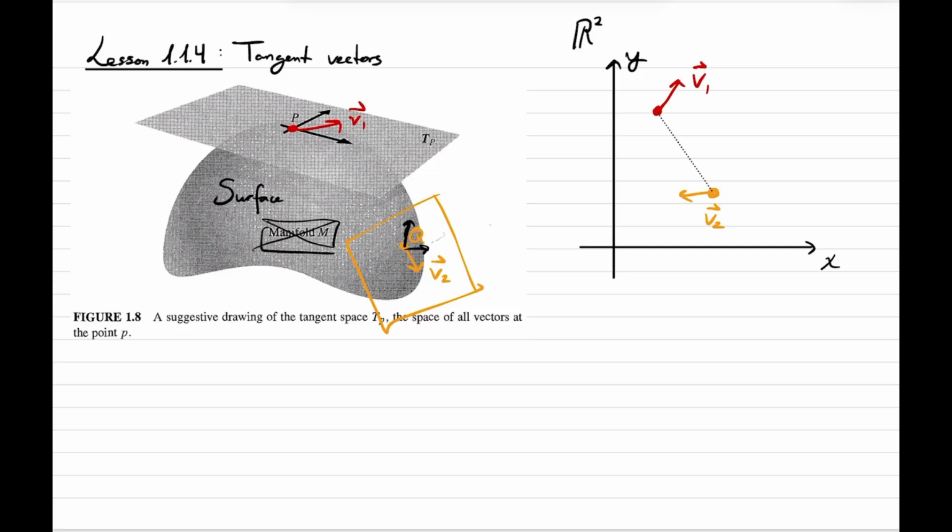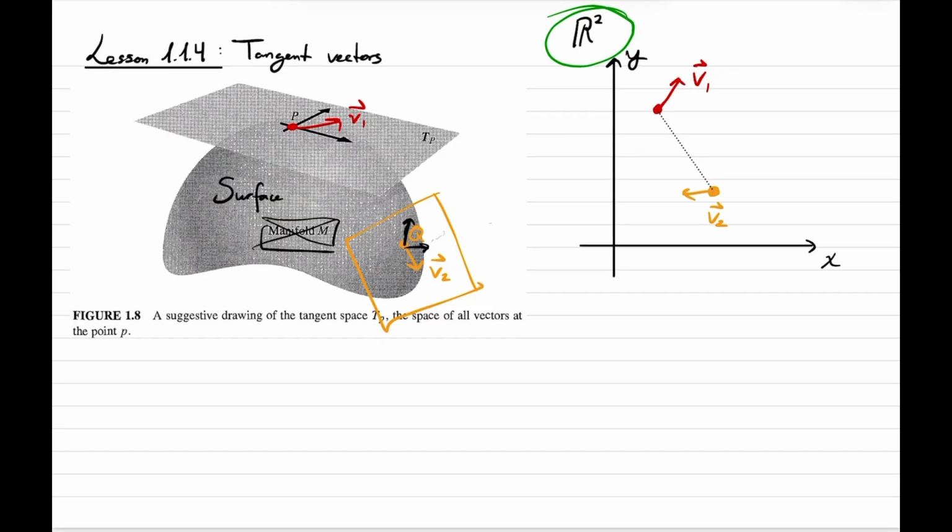And now if we want to compare the velocities, what do we do? Because here in R2 we could grab a vector and move it around. So the question is, can we move around vectors in a curved surface? Let's do an example. Here we have a sphere.